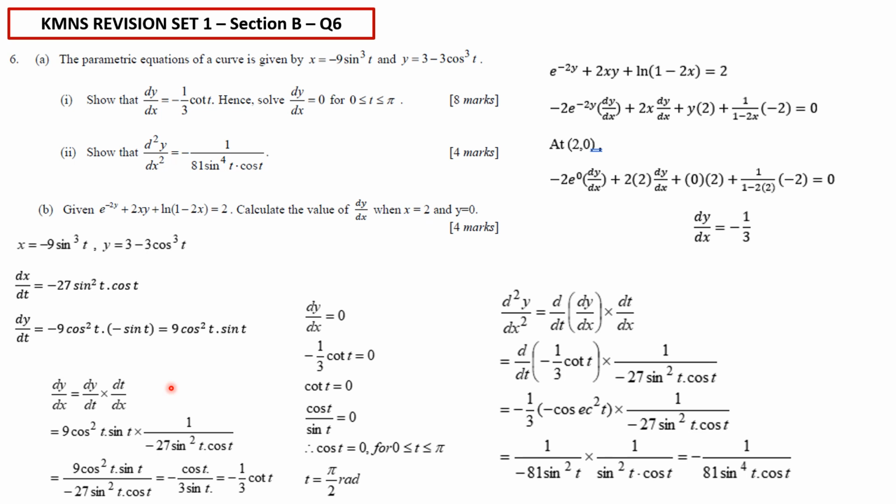And also the second one, it asks you to find the second differentiation of that parametric equation. You have to remember the formula. This is the formula for d squared y over dx squared for parametric. Make sure all your working is correct from the previous one, then you will definitely get the answer.